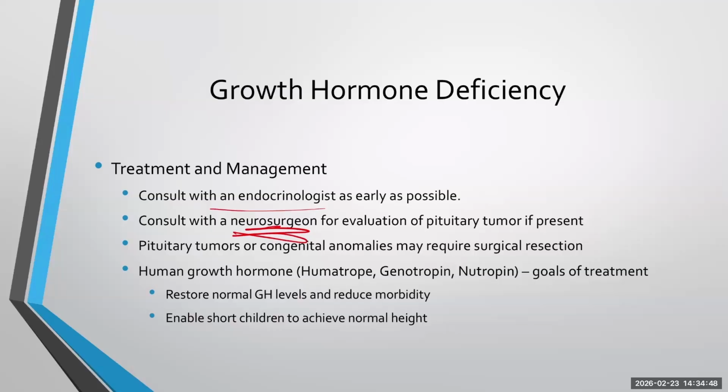Neurosurgeon is the one that's going to take out the tumors in the brain. You can also get oncology on board if you think it's cancer and you want to go from there. But neurosurgery is the one that's going to do the actual surgery to take it out. And then your treatment, you just give them human growth hormone. You're going to restore normal growth hormone levels and reduce morbidity. And basically, it just enables short children to achieve a normal height.